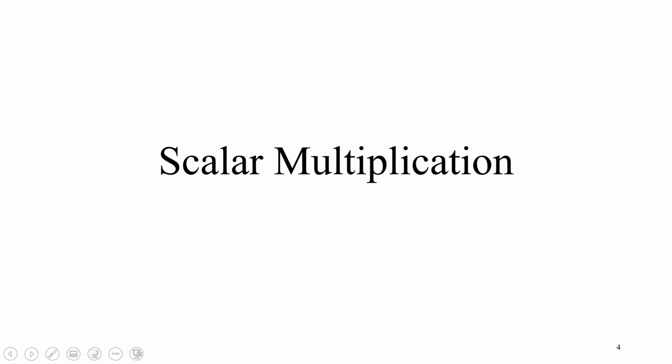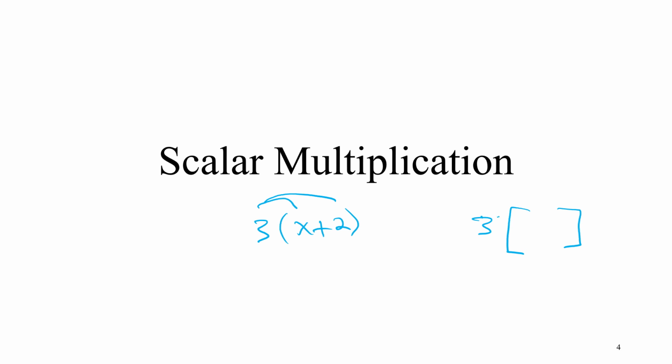Scalar multiplication. Initially it's similar to algebra, where you had, let's say, 3 times (x plus 2). You would distribute the 3 over to the x and the 2. That's the same thing with matrices. If we had a number in front of a matrix, we would take this number and multiply it out to every number inside that matrix. Here you would just get 3x plus 6. So let's look at an example.